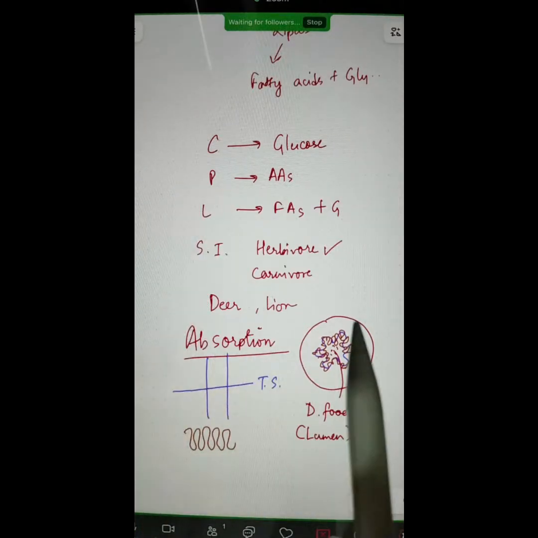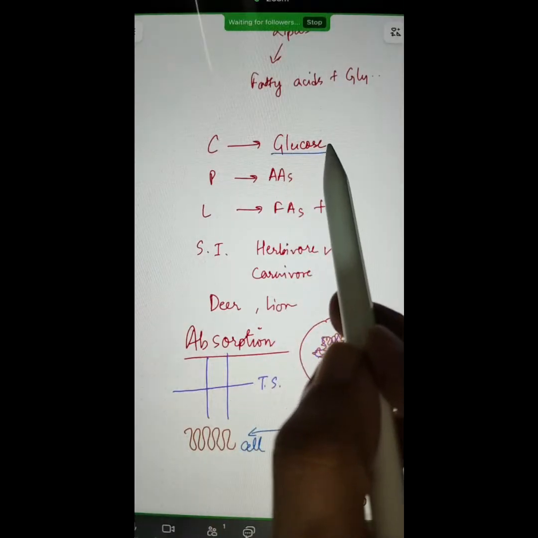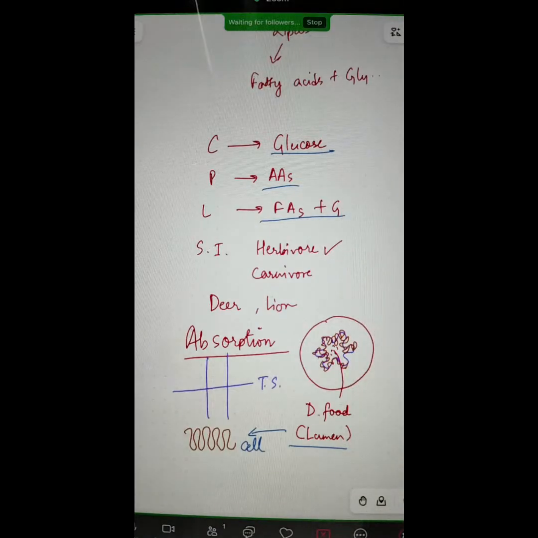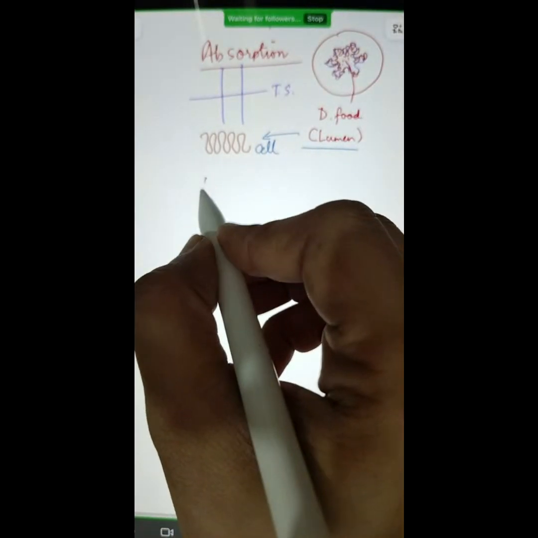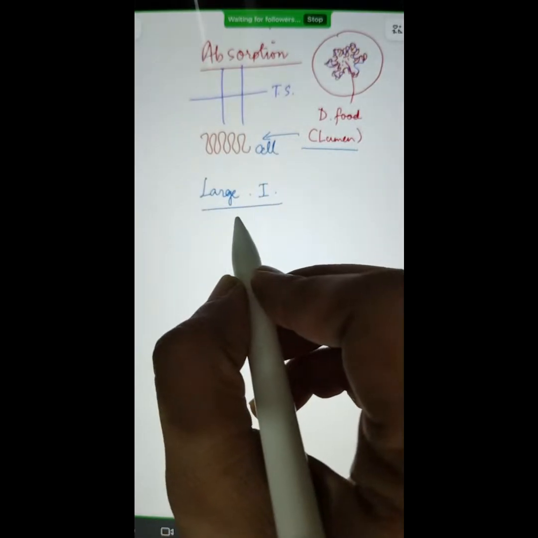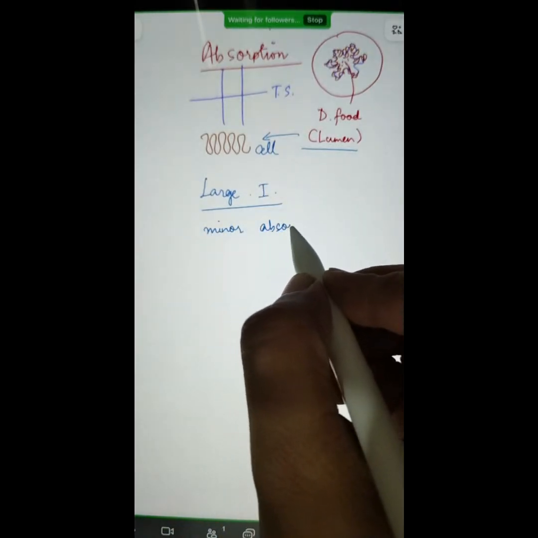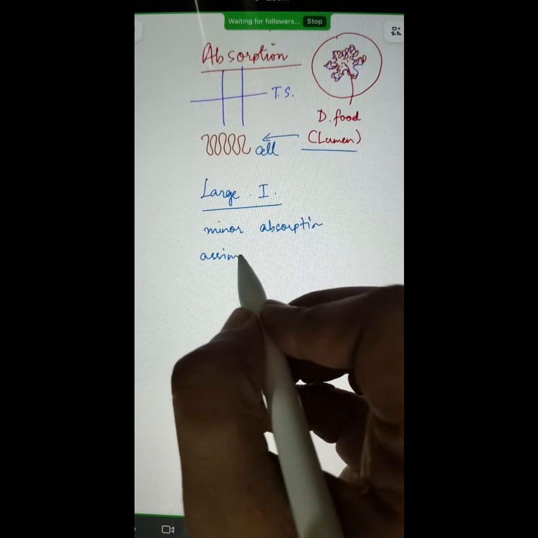What is absorption actually? Once the food from the lumen passes into the cell, all the monomers that are being formed, like glucose, amino acids, fatty acids and glycerol, are a part of the cell now. Most of the absorption of the monomers takes place in the small intestine. Then the food becomes part of the large intestine. In the large intestine, a minor amount of absorption takes place, right? And assimilation of the food takes place here.